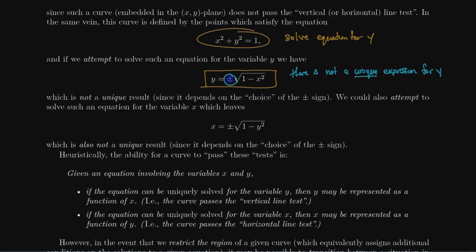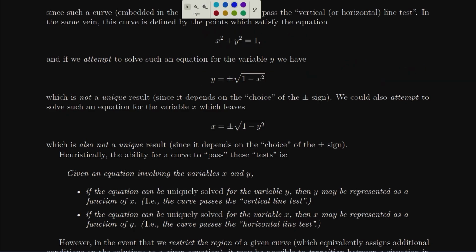So because I have this plus minus sign in the middle, we actually don't know, is y equal to the positive square root or is y equal to the negative square root? There's just not an answer, and that means that y can't be a function of x because functions require unique outputs. Similarly, we could have also asked the equivalent question, can we solve it for x? And we would also encounter a plus minus in front of the square root sign. So there's really no way to uniquely solve one variable in terms of the other.